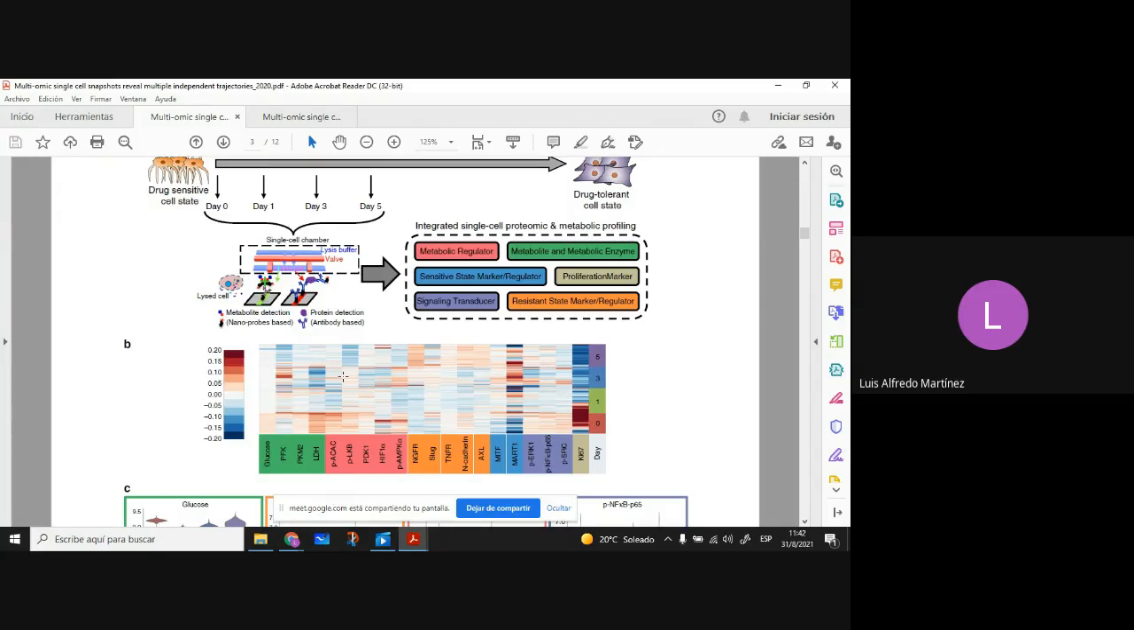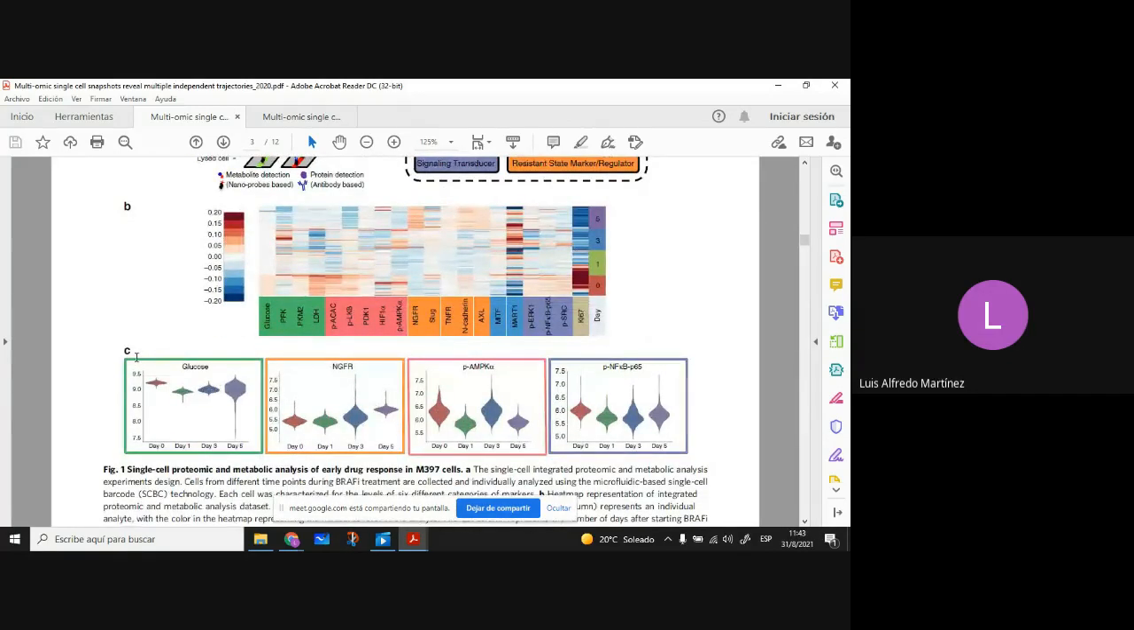Figure 1B corresponds to a heat map representation of integrated proteomic and metabolic analysis data, glucose and other proteins. Each row corresponds to an individual cell, and each column corresponds to the number of days after starting drug treatment. Figure 1C is the violin plot representation of the distribution of representative markers across four time points, days 0, 1, 3, and 5. And the y-axis corresponds to the natural logarithm of measured marker levels.